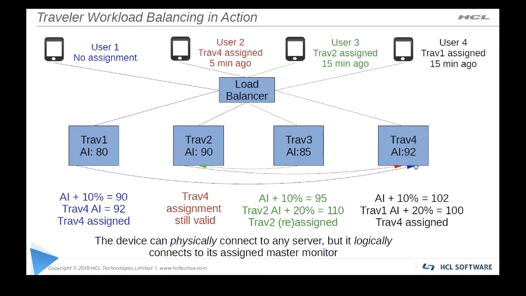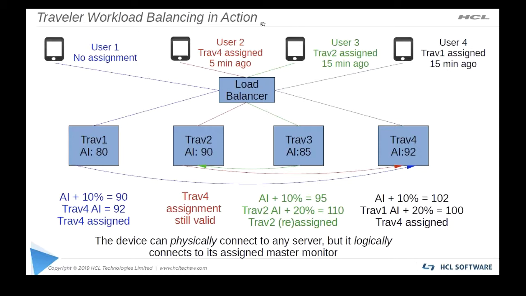Well, user 2 comes along and they were assigned to Traveler 4 for master monitor 5 minutes ago. Well, the load balancer, doing its round robin, sends it to Traveler 2. Traveler 2 says, have they been assigned a master monitor in the last 10 minutes? Yes, they have, 5 minutes ago. Okay, Traveler 4 is still their master monitor, and it sends the workload to Traveler 4.